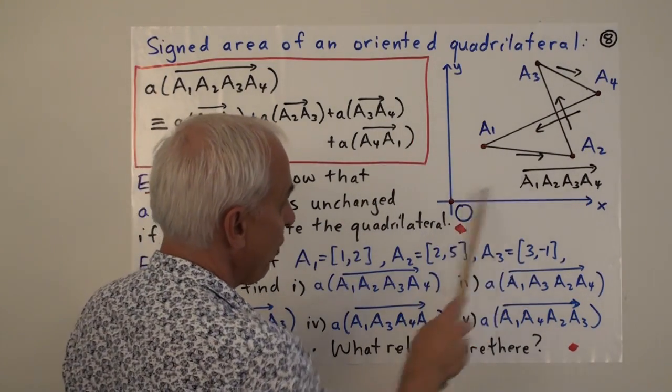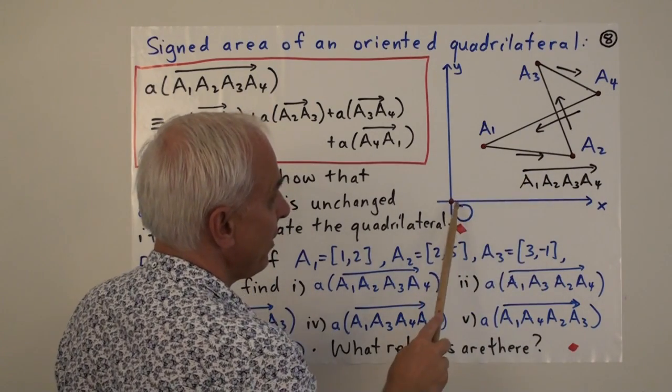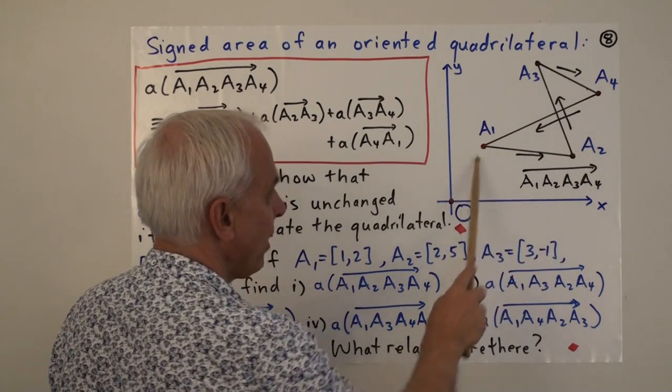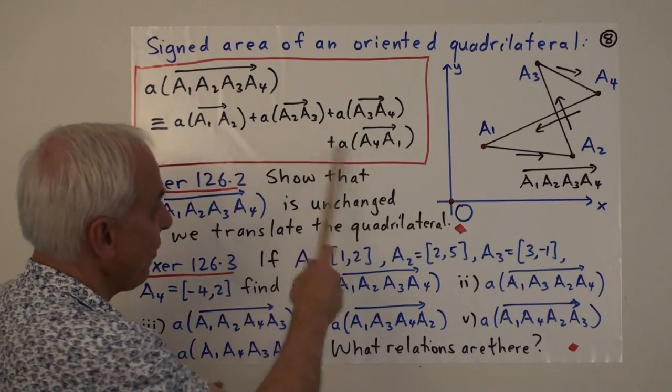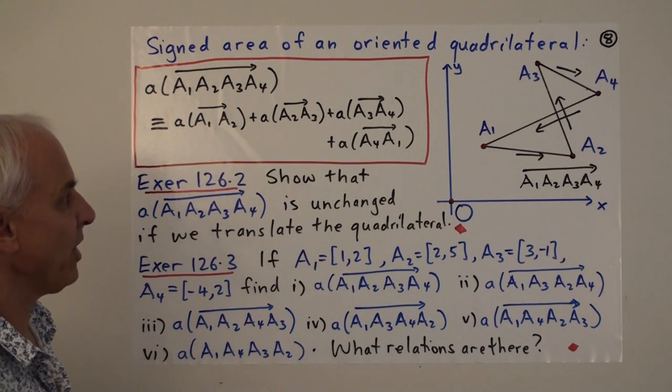So we really have these 4 triangles, this one here, and then this one here, and then this one here, and then this one here. And then we're taking the sum of those signed areas and defining that to be the signed area of the total oriented quadrilateral.